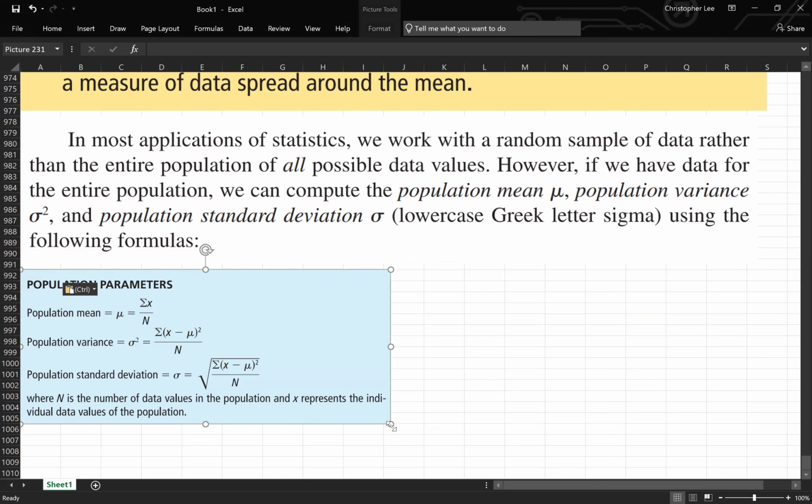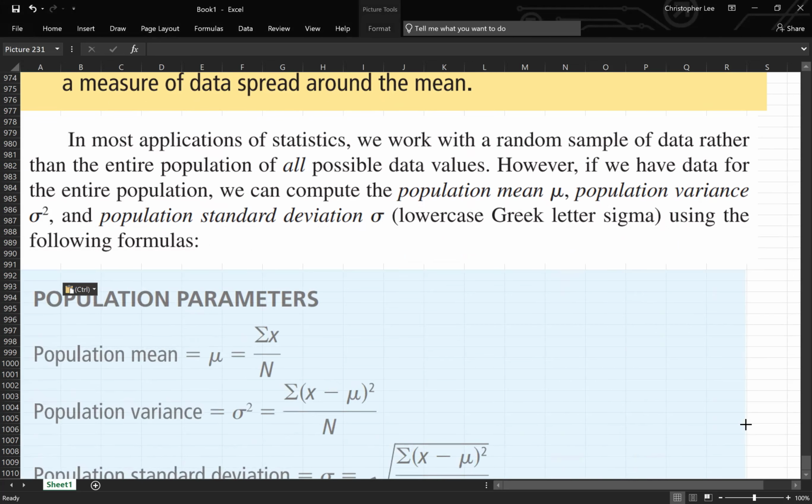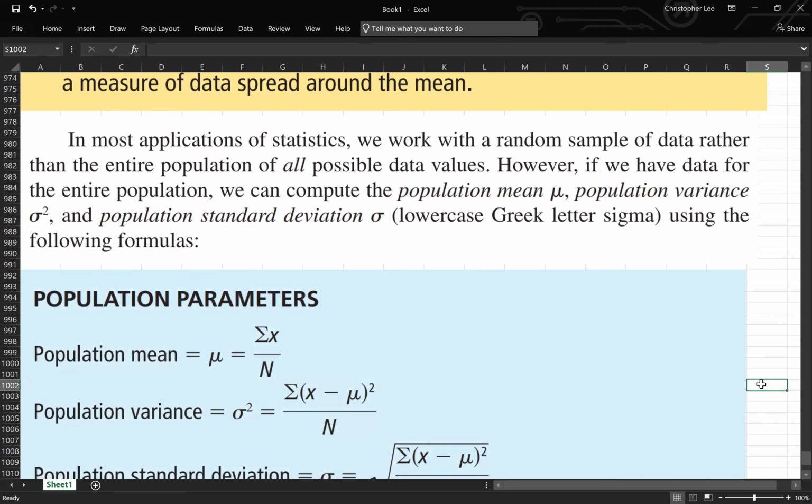All right. So population parameters, right? Okay. Yeah, you want it? Oh, okay. I got you. All right.